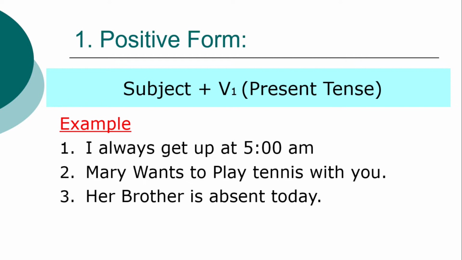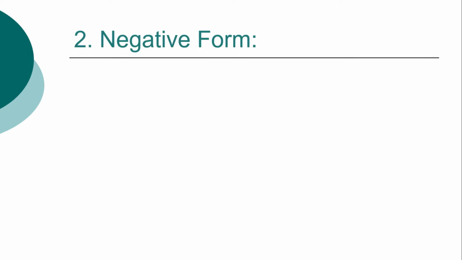Example number 3. Her brother is absent today. So her brother is the subject and is is verb 1. Let's go to the second point. The second point is negative form.